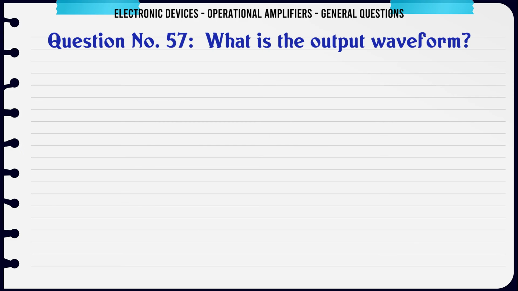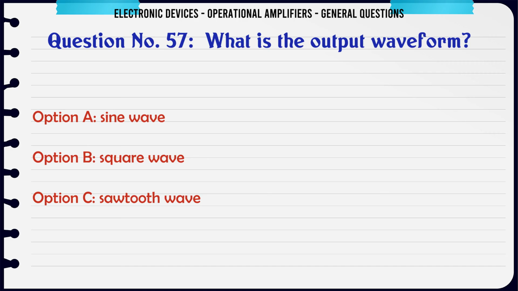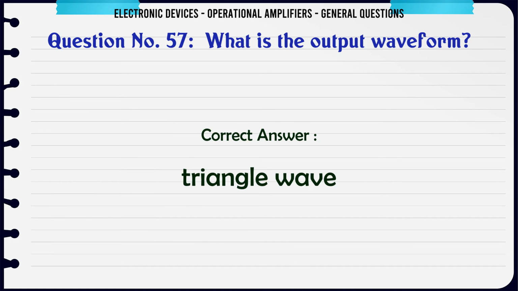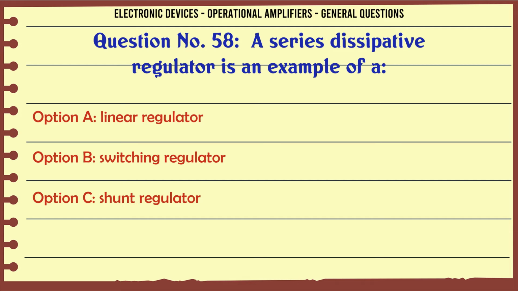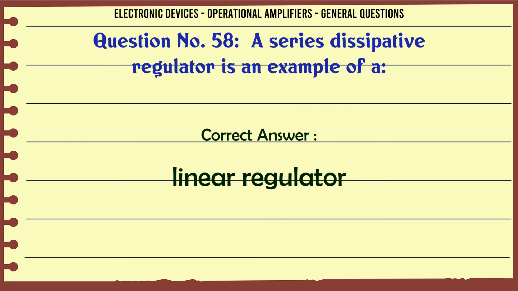What is the output waveform? A. Sine wave, B. Square wave, C. Sawtooth wave, D. Triangle wave. The correct answer is triangle wave. A series dissipative regulator is an example of A. Linear regulator, B. Switching regulator, C. Shunt regulator, D. DC to DC converter. The correct answer is linear regulator.